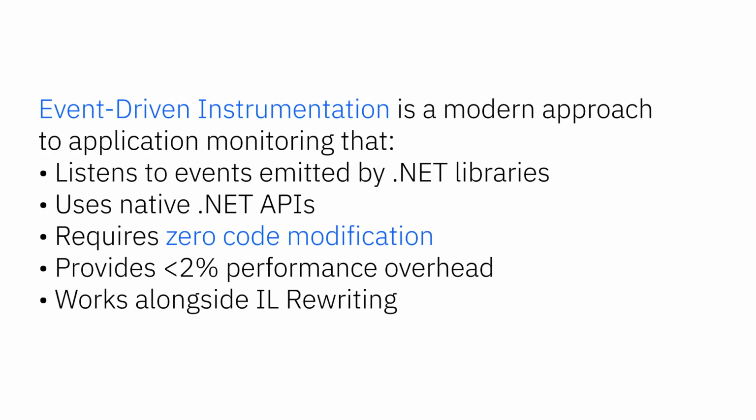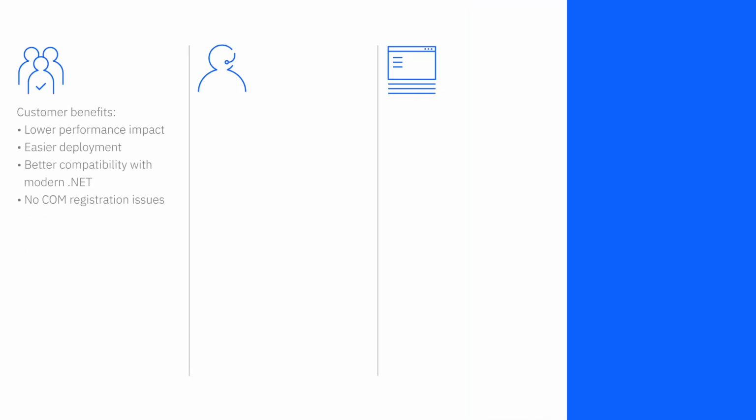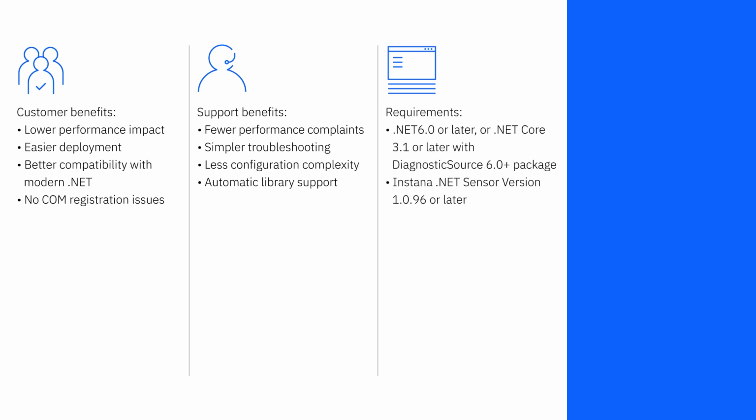Event-Driven Instrumentation is Instana's modern tracing approach supported for .NET 6 and later applications. Instead of relying only on IL rewriting, it uses native .NET telemetry such as Activity Source, which helps reduce overhead and simplifies instrumentation. It listens to events emitted by .NET libraries and traces the calls. Now, let's see how to create a sample application and enable event-driven instrumentation.